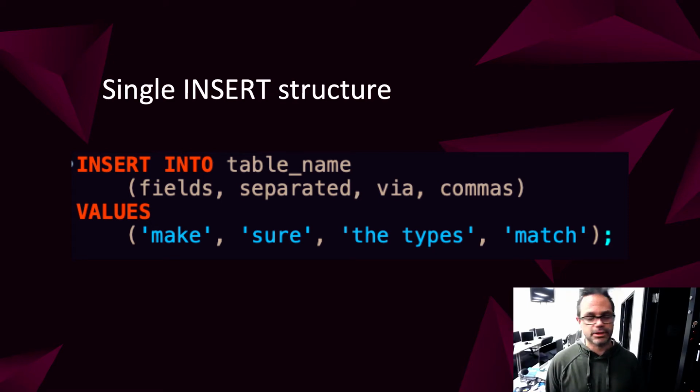And then we have our VALUES operator, and in parens, we are going to make sure we have all the types matched. So if I have 4 fields, I should have 4 different values being set up for that. Again, order matters in the fact that the fields match the values, and the types match, and the commas match. So making sure you have those matched is important.